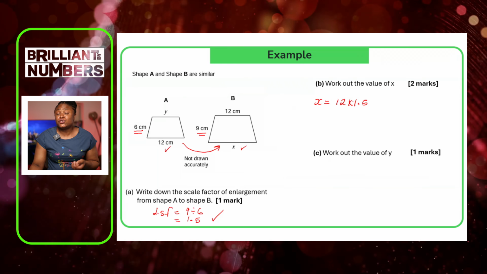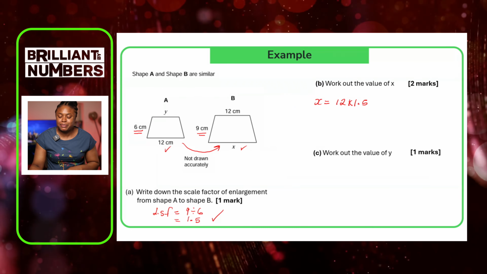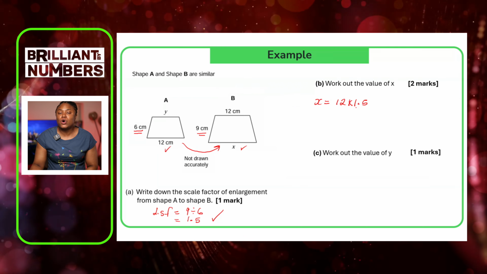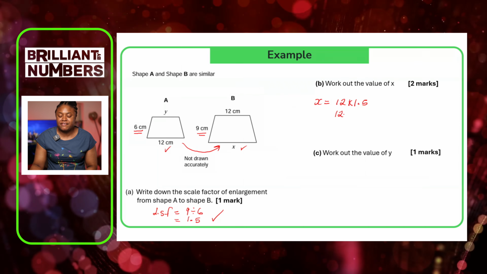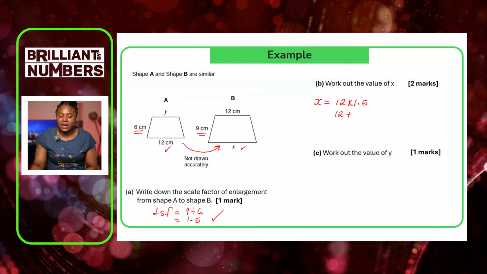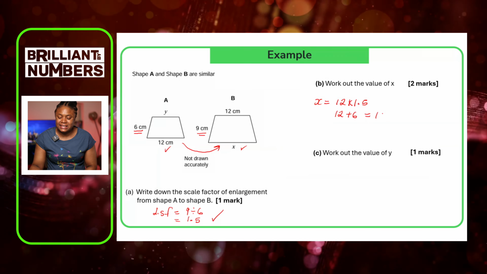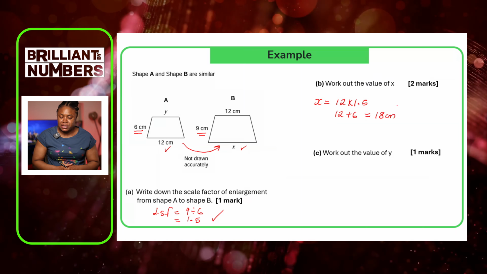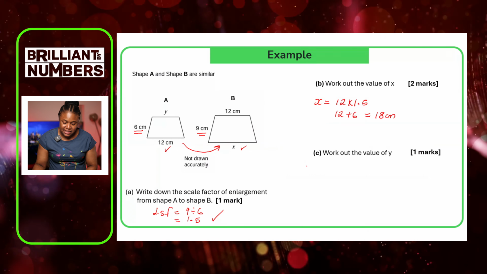However, I could also take the opportunity to show you how to do this if this was a non-calculator paper. To multiply by 1.5 simply means I've got one lot of 12, and 0.5 means I've got a half of 12. Half of 12 is 6. Add them together: 12 plus 6 gives me 18. So to multiply by 1.5, you take one lot of the number, and then take a half of the number and add them together. So 12 times 1.5 gives me 18 centimeters.